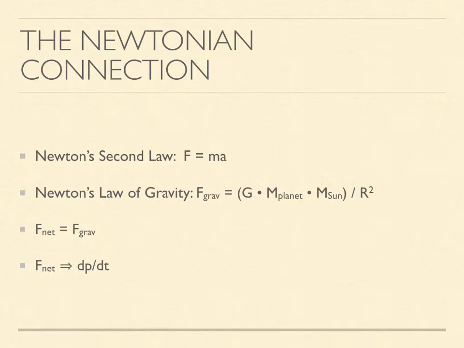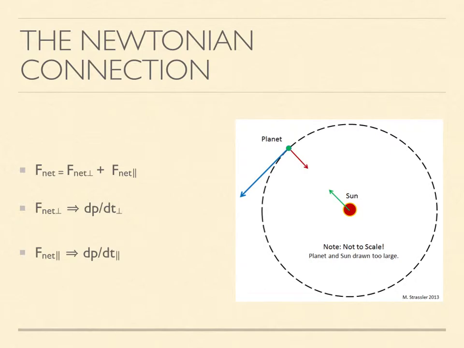While Kepler's laws describe the motion of the planets in our solar system, Newton's second law and Newton's law of gravity drive the motion of the planets. F net is equal to F grav, and F net causes the change in momentum of the planets. F net is comprised of F net perpendicular and F net parallel. These components create the components of the change in momentum. The perpendicular change in momentum describes the planet's angular momentum around the Sun, or the red line. The parallel change in momentum is the speed at which the planet moves in orbit, or the blue line.